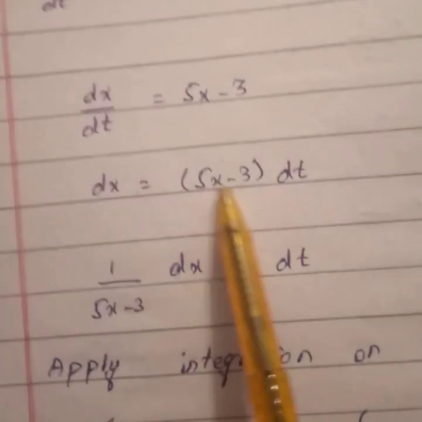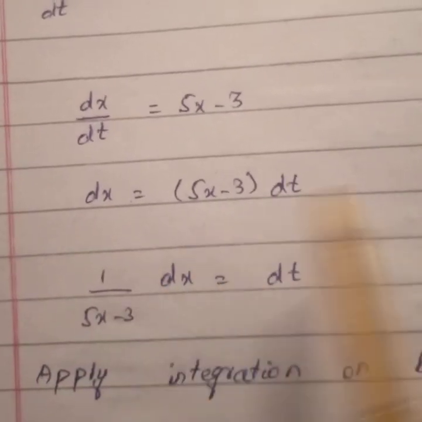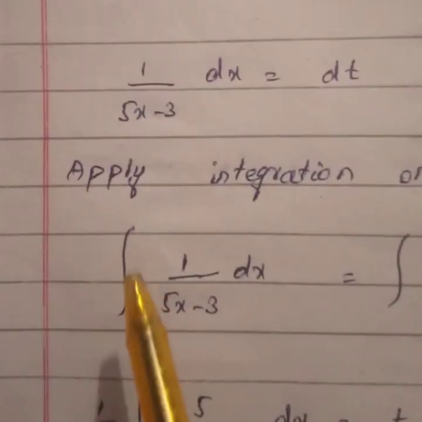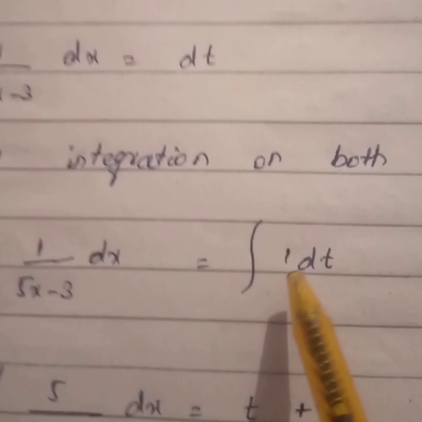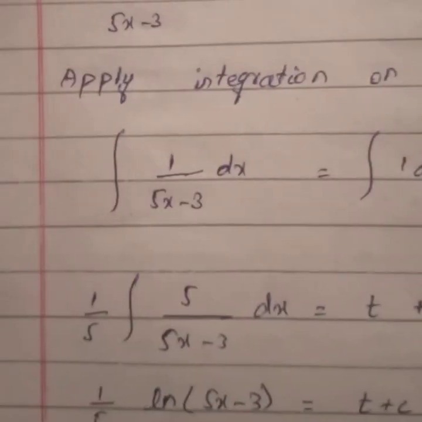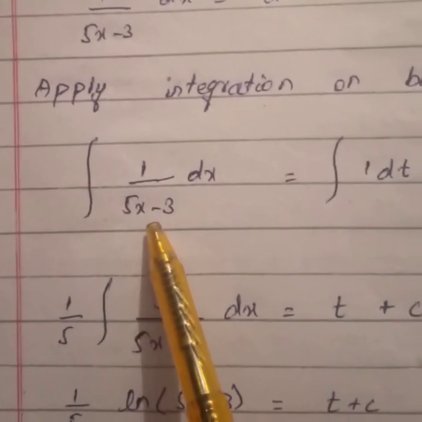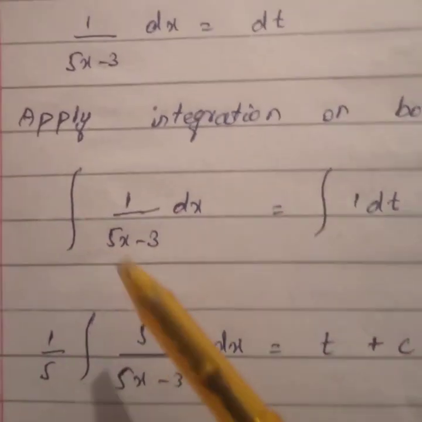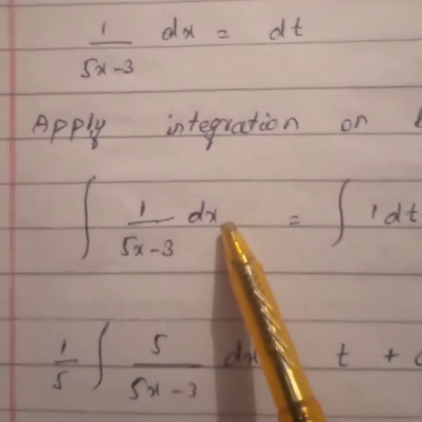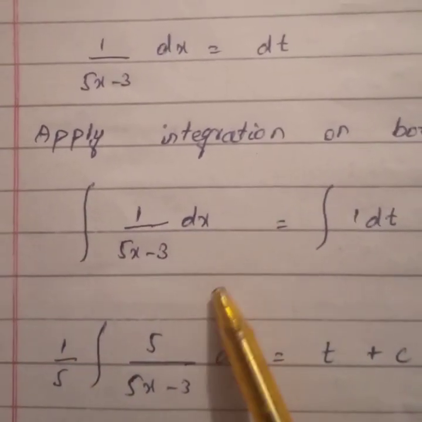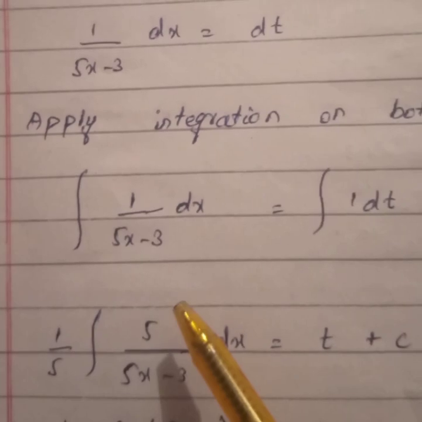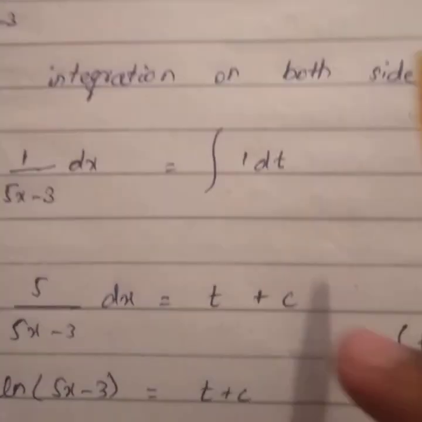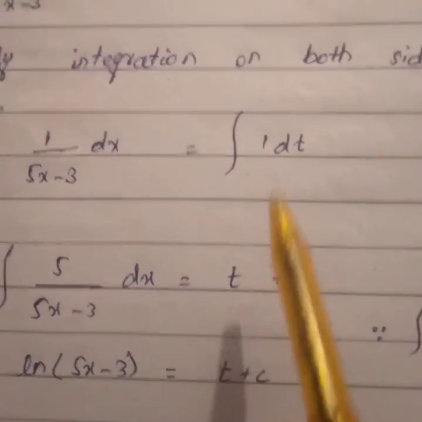So we have x values, so dx will stay here and dt is on the right side, and then apply integration on both sides. We have integration 1 over 5x minus 3 dx, and on the right side integration 1 dt. We know that if the function is in the denominator and its derivative is in the numerator, it will close as natural log. So we have the function 5x minus 3, its derivative is 5, so we multiply by 5 and divide by 5 so that the numerator becomes the derivative of the denominator, and the integration of 1 dt is t plus constant.